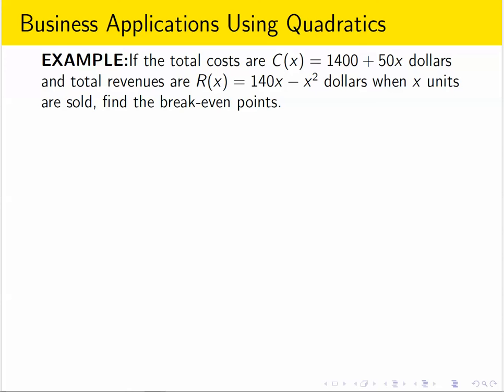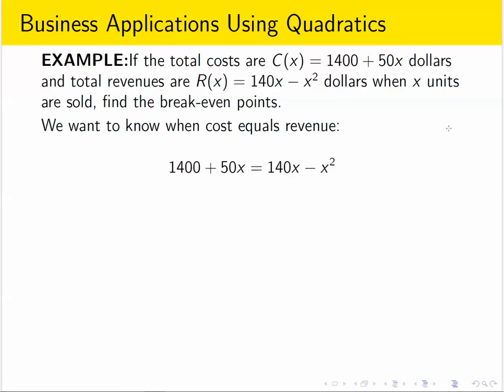So the idea here is if I wanted to know the cost of producing 10 units, say, I'd plug a 10 in for x, wherever I see an x. And if I want to know how much revenue I collect, I'd plug a 10 in to the function r. So if the revenue is greater than the cost, I've made a profit. If it's less, then I've taken a loss. And I want to know when is it equal, so when am I breaking even?